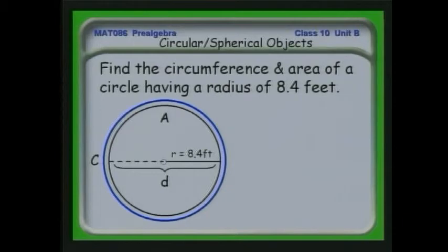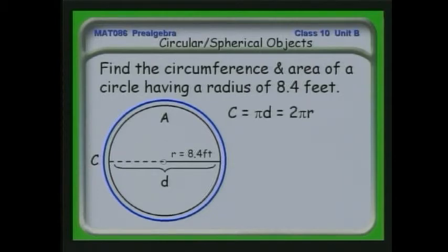Now let's take what we've learned about pi and apply it to a problem. Remember now, you can use pi to all the decimal places you want, but 3.14 is going to be good enough for us in this class. Here's the problem. We want to find the circumference and area of a circle having a radius of 8.4 feet.